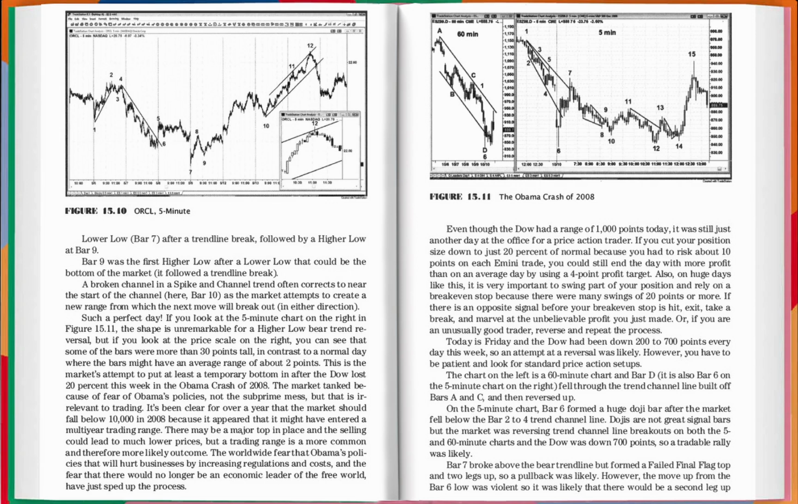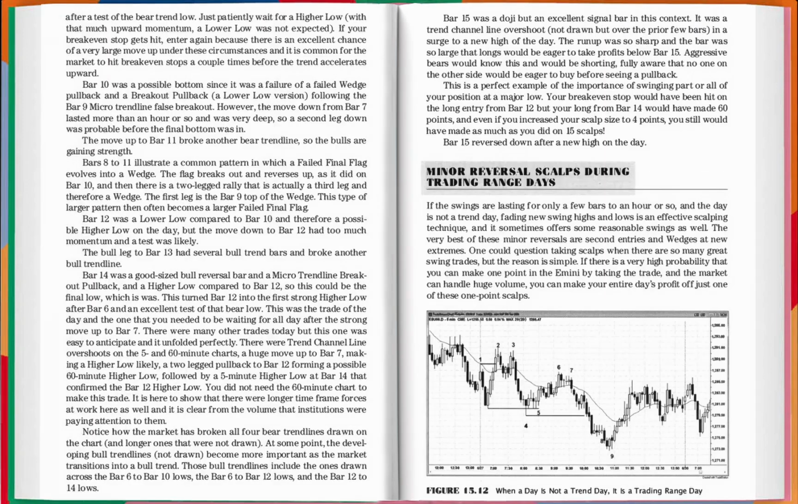Bar 7 broke above the bear trend line but formed a failed final flag top and 2 legs up, so a pullback was likely. However, the move up from the bar 6 low was violent, so it was likely that there would be a second leg up after a test of the bear trend low. Just patiently wait for a higher low with that much upward momentum. A lower low was not expected.